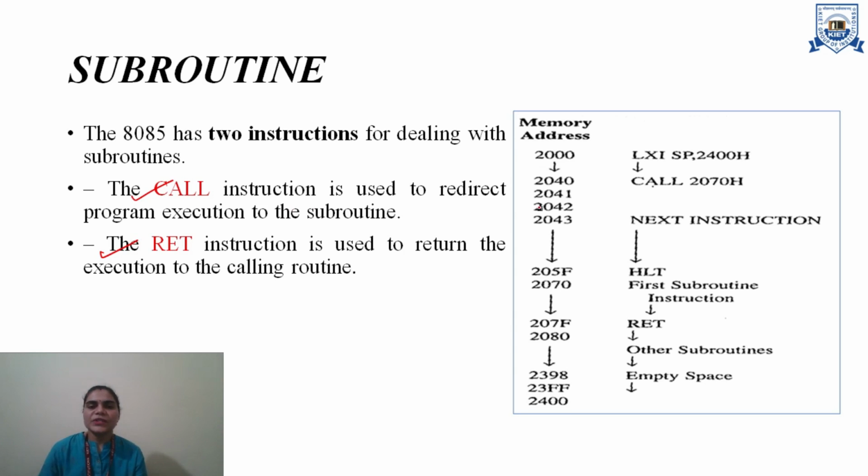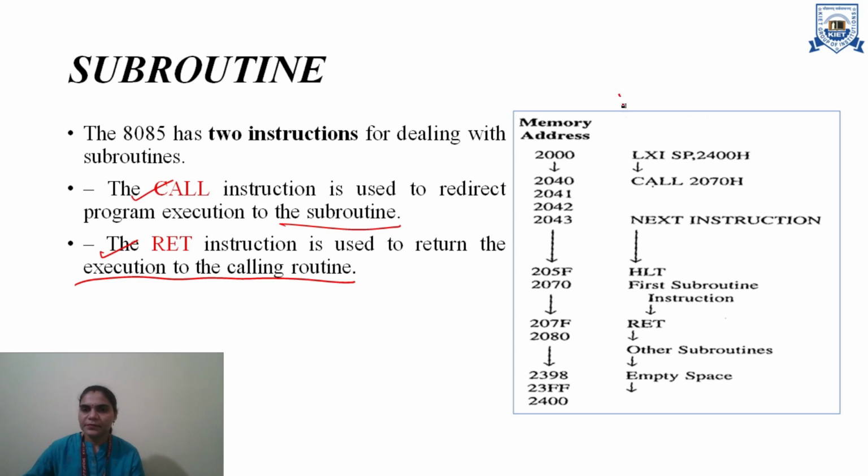Call instruction is used to redirect program execution to the subroutine. Whenever a subroutine is required, we will call it and we will use the instruction call. When the subroutine has been executed by the processor, then control will return from the subroutine to the main program. So RET instruction is used to return the execution to the calling routine.